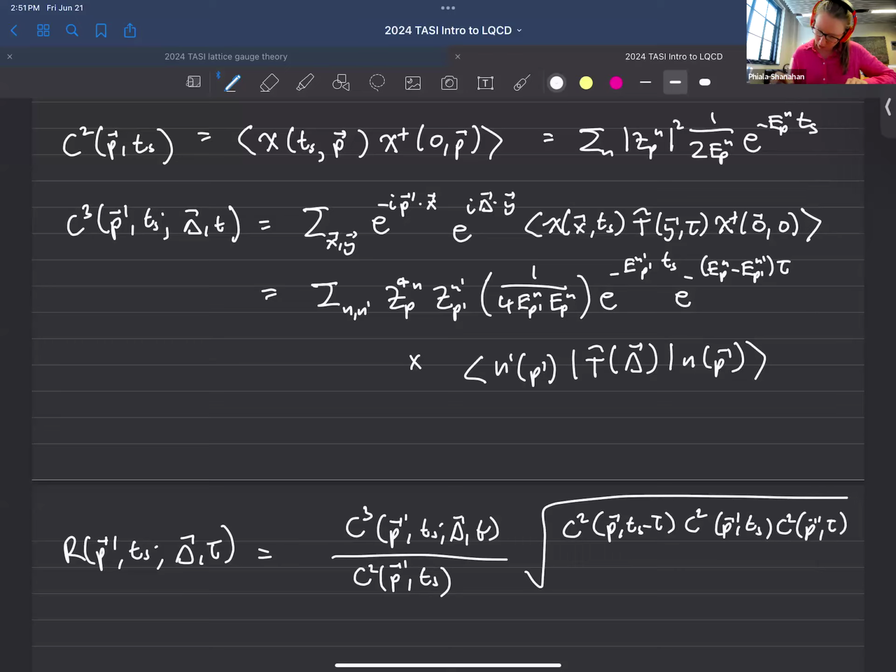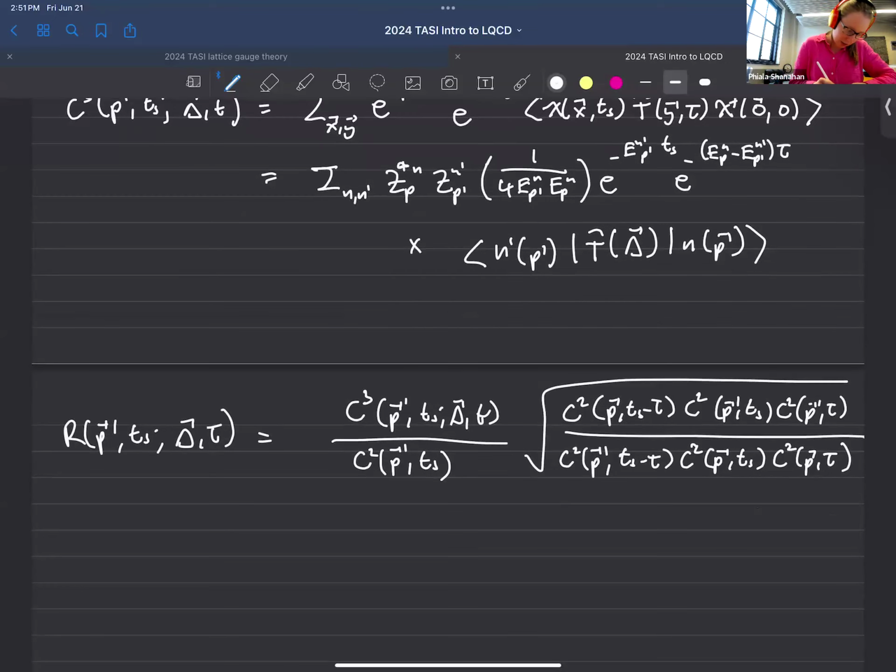It looks a bit complicated, but if you plug in those expressions above in this ratio, you'll see that by forming this particular combination with different Euclidean times and different momenta plugged into these 2-point functions, it simplifies down. And what you get is that the limit, as all of these different time scales, the source time and the difference between the source time and the operator insertion time, as those different time scales become large, this ratio here goes to the matrix element that we're interested in between the ground state.